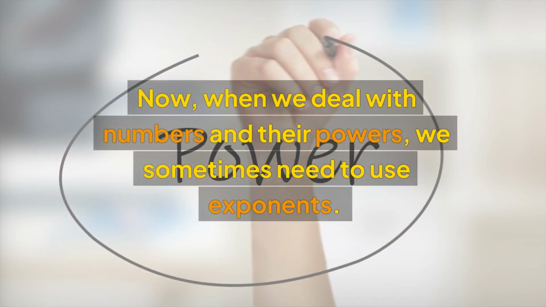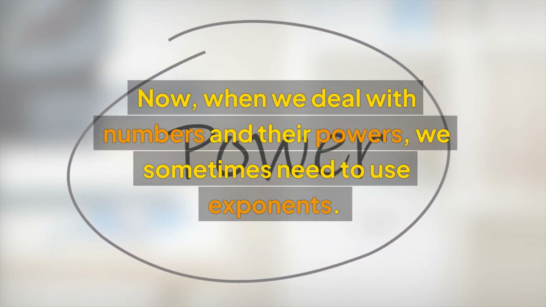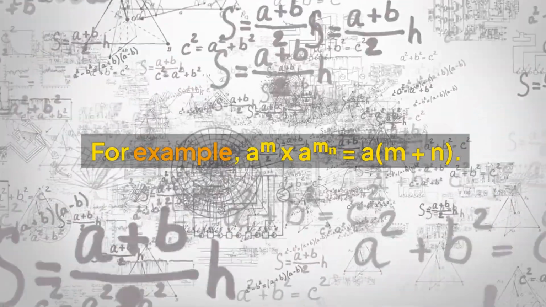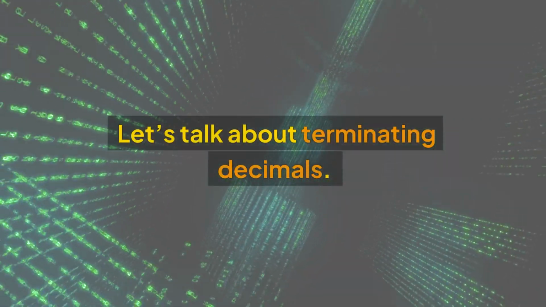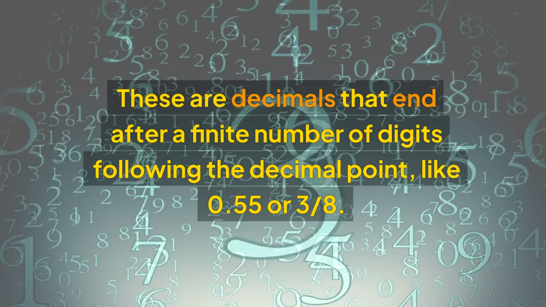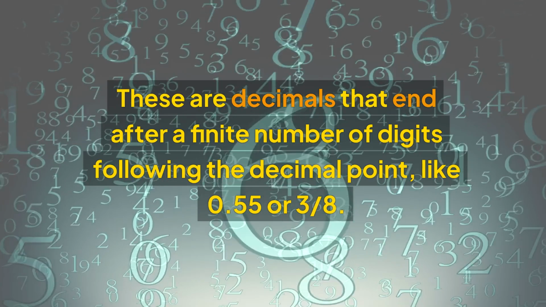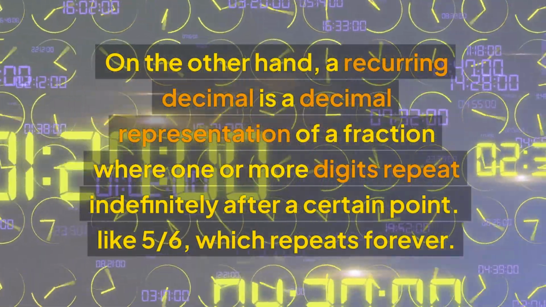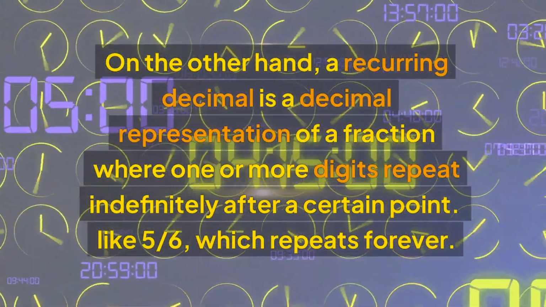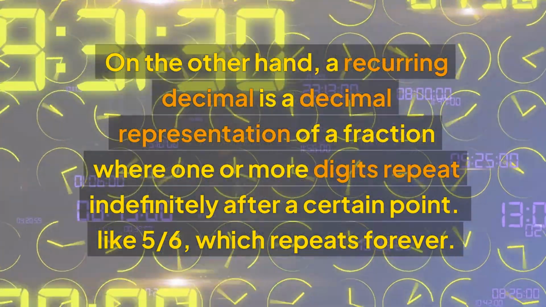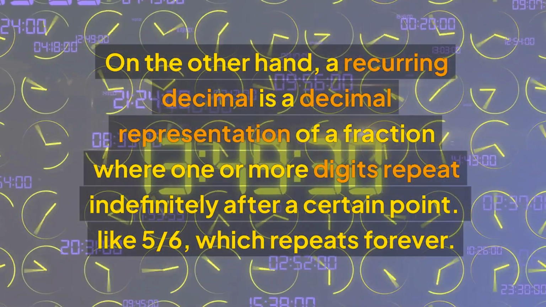Now, when we deal with numbers and their powers, we sometimes need to use exponents. For example, a raised to power m into a raised to power n equals a raised to power m plus n. Let's talk about terminating decimals. These are decimals that end after a finite number of digits following the decimal point, like 0.55 or 3 by 8. On the other hand, a recurring decimal is a decimal representation of a fraction where one or more digits repeat indefinitely after a certain point, like 5 by 6, which repeats forever.